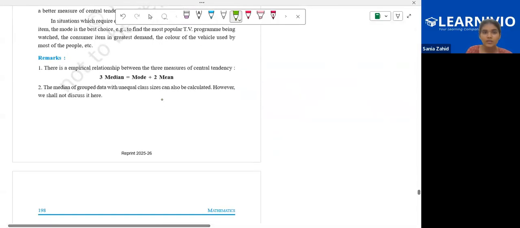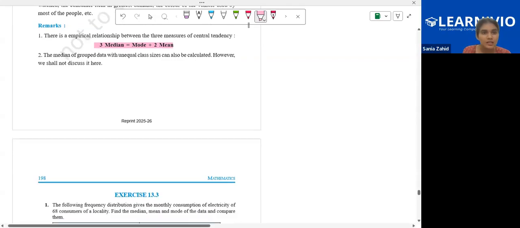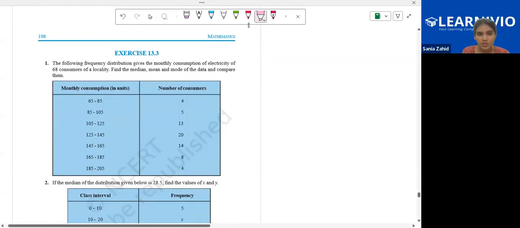Okay, now we have one more thing. There is one formula. You should learn this: 3 median equals mode plus 2 mean. Sometimes they can give you median and mode, and ask you to find the mean. I can say median is 10, mode is 20, find the mean. So you just use this formula directly. These types of questions can be asked in 1 or 2 marks, or fill in the blanks.